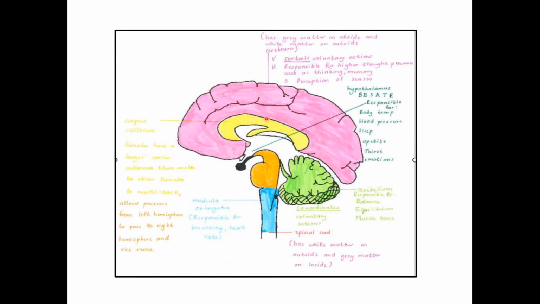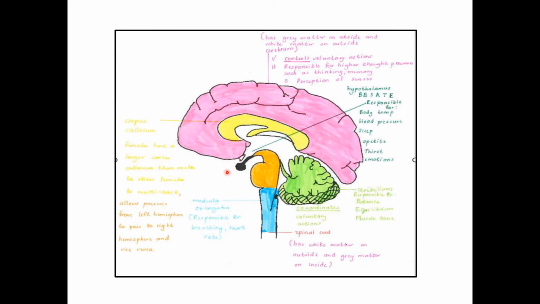It links the two hemispheres of the brain together, the right and the left hemisphere. And all the processes between the two hemispheres communicate via the corpus callosum. I also wrote that females have a larger corpus callosum. That's what allows us to multitask.